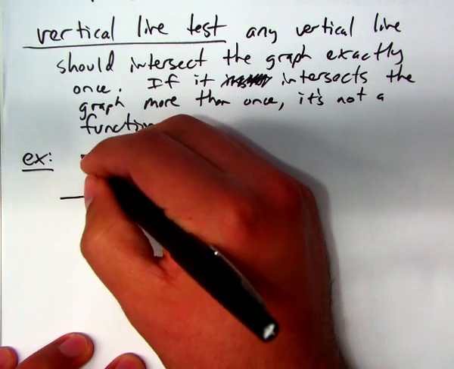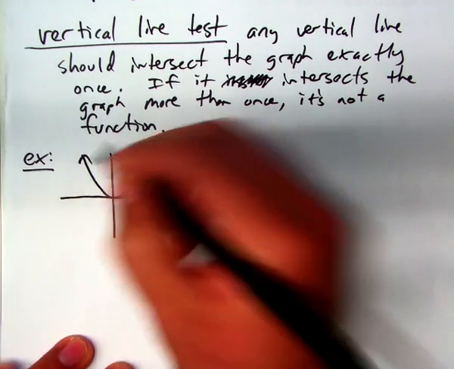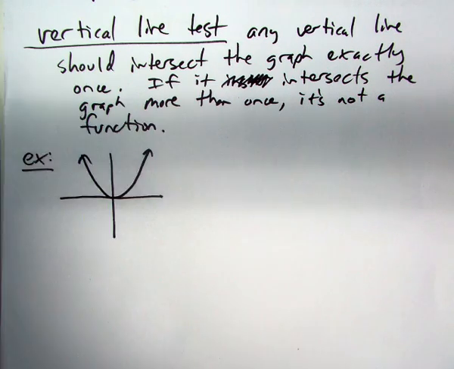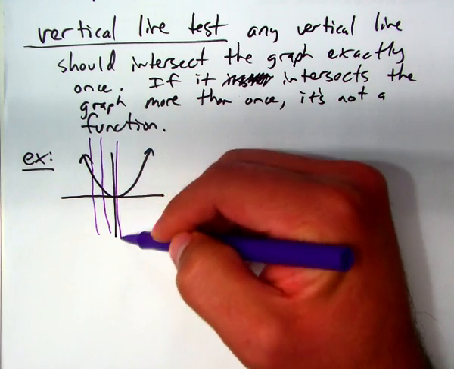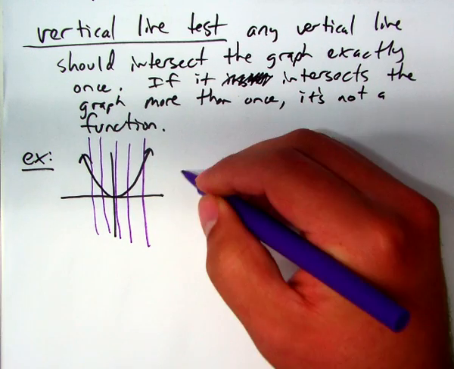So, would a parabola be a function? I mean, yes. Well, that one. Yes. Absolutely, because vertical lines are intersecting the parabola exactly once. So this is a function.